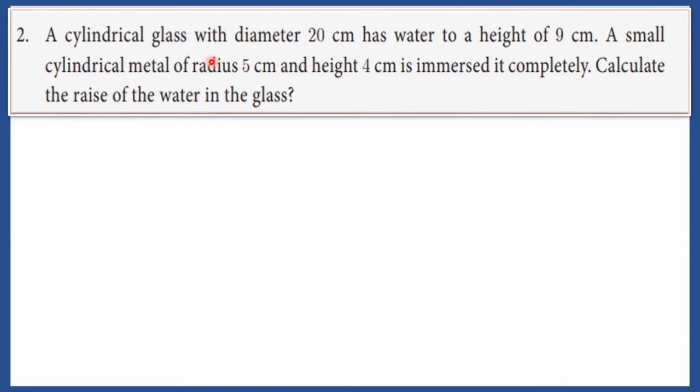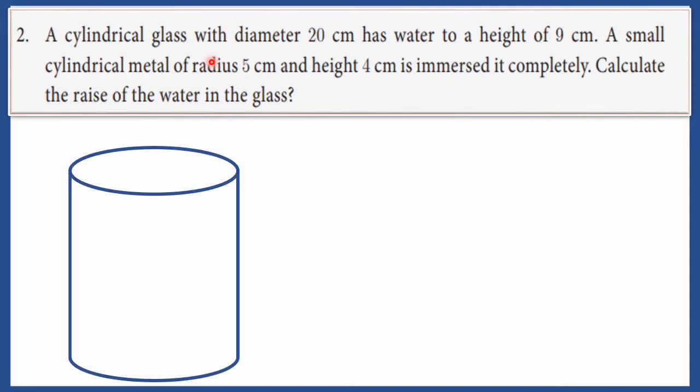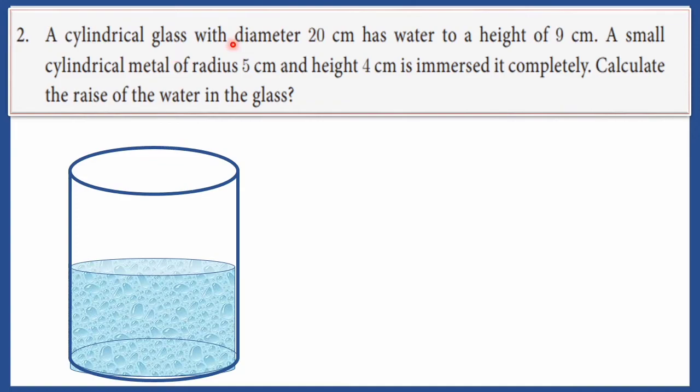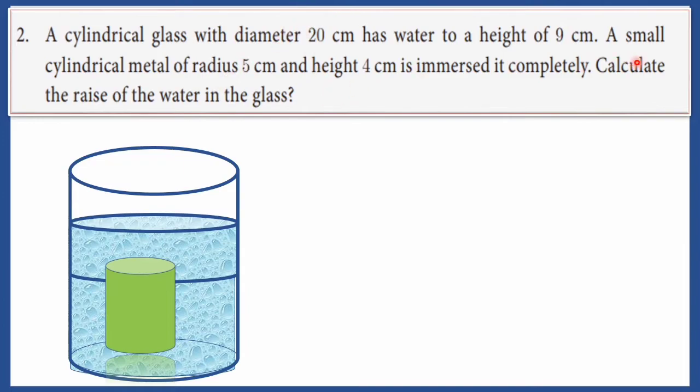A cylindrical glass with a diameter 20 centimeter. Listen, it's a cylindrical glass, diameter 20 centimeter, so radius 10 centimeter. It has water to a height of 9 centimeter, like this. What is given? Radius of the glass is given and height of the water is given. It is not the height of the glass. A small cylindrical metal, a small cylinder, is immersed completely like this. Then what happened? The water level increases. Calculate the rise of the water in the glass. We have to find the water level increase after the solid is immersed.